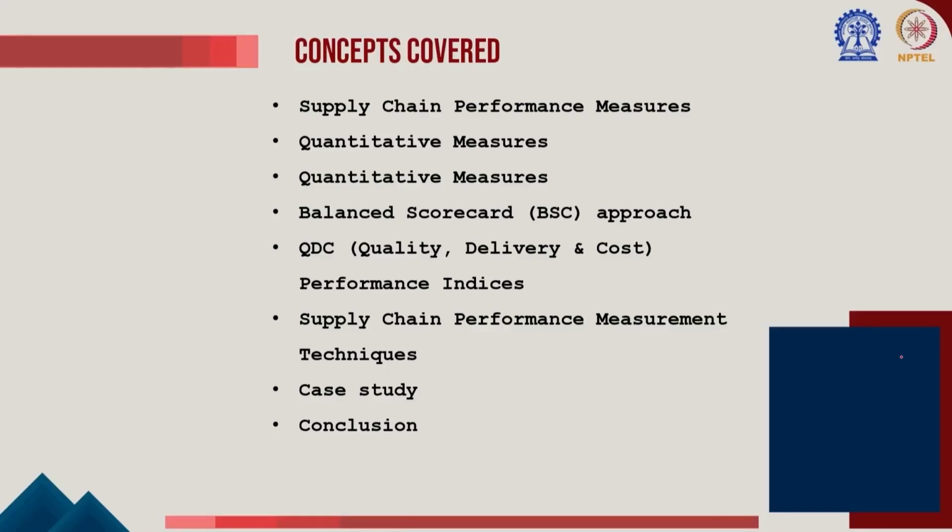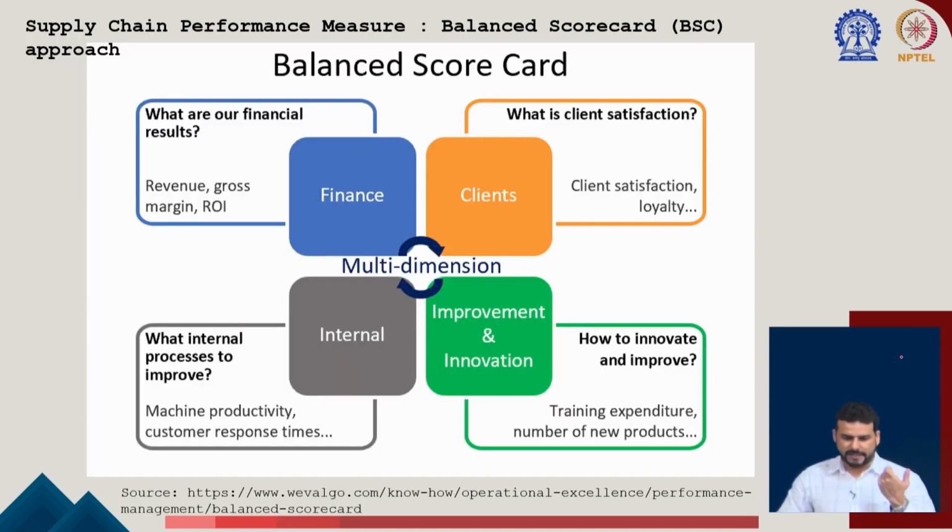So already we discussed the basics of the balanced scorecard. What are those four perspectives: related to customer, related to stakeholder, related to how we are learning and growing, and our internal processes, how we can improve those processes so that we can tap all those performance indicators and improve them. So we'll continue this discussion, and we'll find out the balanced scorecard for supply chain. We'll discuss quality, delivery, cost performance indices, and then we'll see how we can measure the supply chain performance, different techniques, and we'll end this discussion with one case study, right.